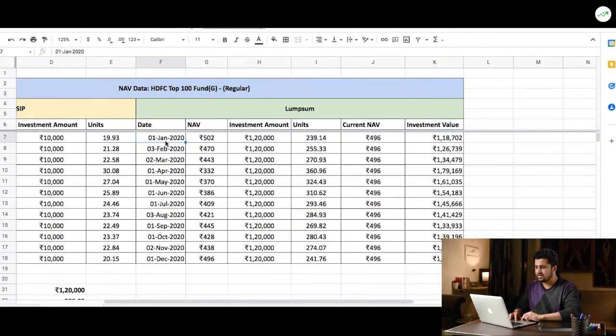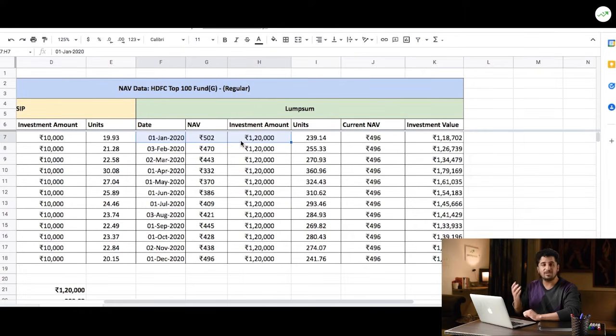So let's suppose on the 1st of Jan 2020, you had 1,20,000 rupees with you. Okay. You got some bonus from your office, or you got a great assignment and you got 1,20,000 rupees in your bank account. And you thought, let me go ahead and invest that money. So on the 1st of Jan 2020, on that day, the NAV of this HDFC Top 100 fund was 502 rupees. The price of one unit was 502 rupees. Your investment amount was 1,20,000.